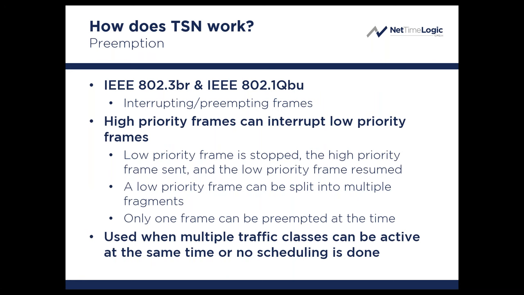Then there was another standard that came in, which is preemption. This means a higher priority frame can interrupt a lower priority frame. That really means the frame already started, you stop it, send your high priority frame in between, and continue with the fragments, the remaining part of the other frame. This is used when multiple traffic classes are active at the same time, or if there's no scheduling done at all. Then still a high priority frame has a bounded latency from one node to the other, or over the whole network. You know how long it will take, in the worst case, to get from A to B.